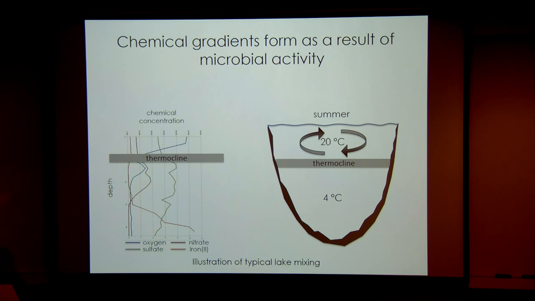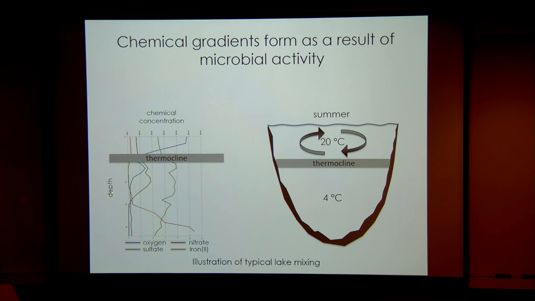And so what you do tend to see then is these gradients in electron acceptors, including the oxygen, and as the organisms use up all the oxygen, they transition to other alternative electron acceptors. So microorganisms can use nitrate or iron or sulfate instead of oxygen. And so they also use those electron acceptors up as they're degrading this carbon that's coming in from the surface.